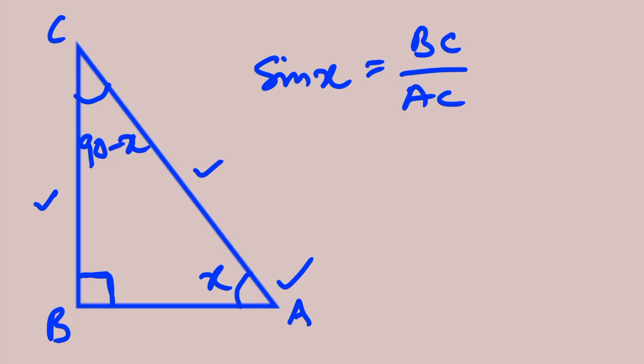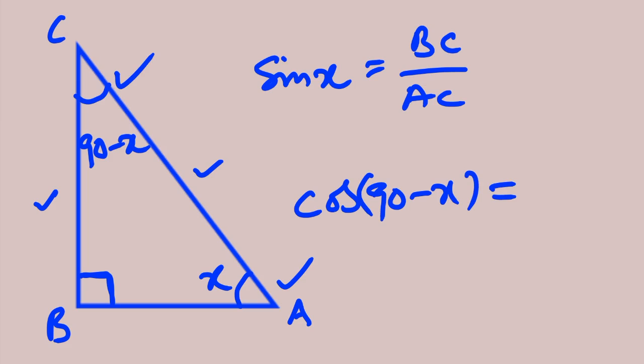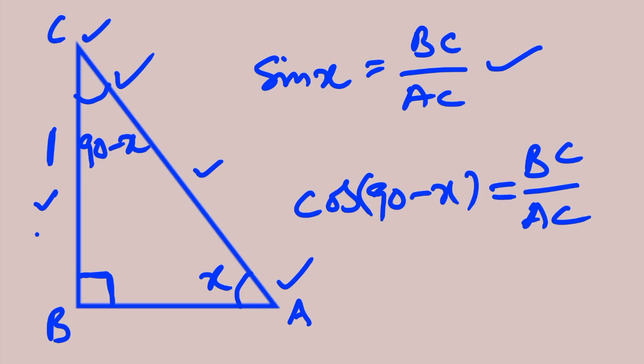Now with respect to angle C, I take cos of 90 minus x. With respect to angle C, what is the cos ratio? Cos ratio is adjacent by hypotenuse. Here with this angle, adjacent is BC and hypotenuse is AC. Now we can observe clearly, sin x is BC by AC and cos of 90 minus x is also BC by AC. Both the ratios are equal.